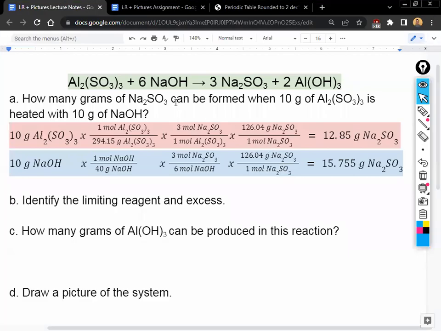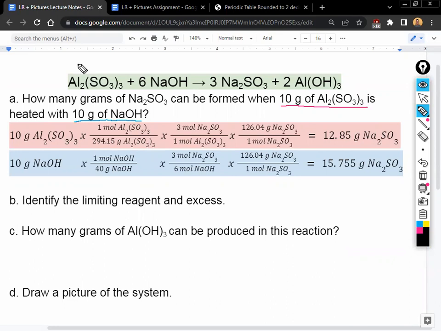Okay, so if you guys take a look at this problem, it's basically the same thing that we've been doing, right? We got a chemical equation. We have two starting numbers, so make sure you guys write the starting numbers down too. Our starting number is 10 grams of Al2SO3, and the other starting number is 10 grams of NaOH. Make sure you guys write that down, just so you have that.